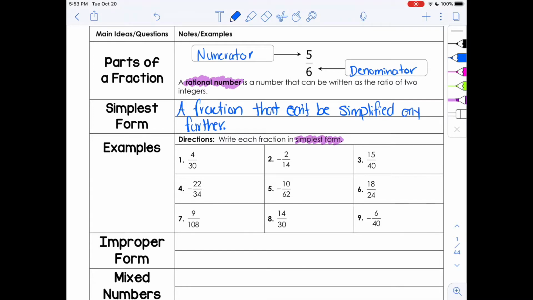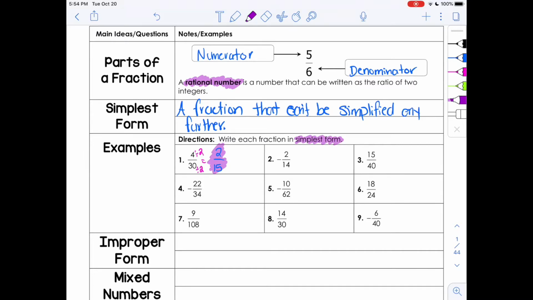Taking a look at number 1, we know that 2 will divide evenly into both 4 and 30. 4 divided by 2 is 2, and 30 divided by 2 is 15. There are no other numbers other than 1 that would divide evenly into 2 and 15. So 2/15 is simplified, the most simplified version of the fraction.